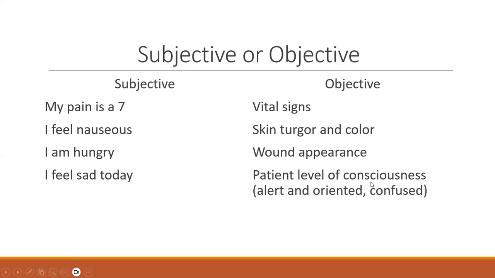And then like the example that I gave earlier is where we're asking these questions to determine whether or not this client, what their orientation level is and whether or not they are confused or oriented. And so this is objective. This is the information that we gather.